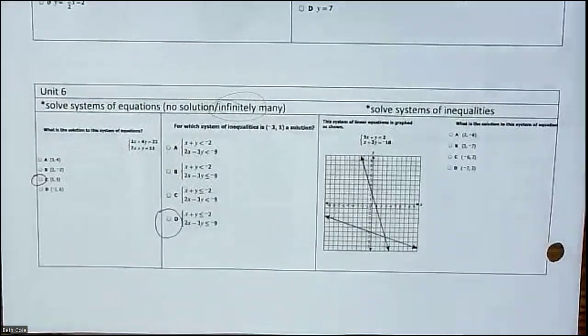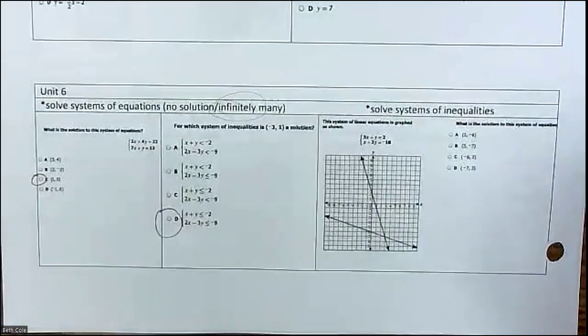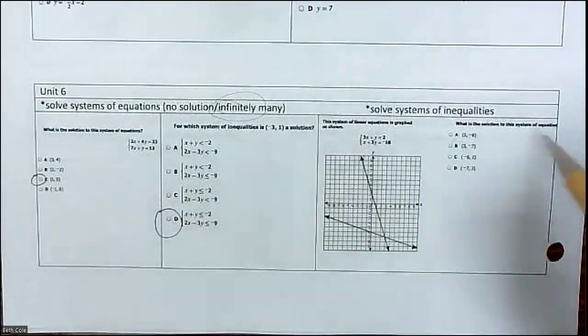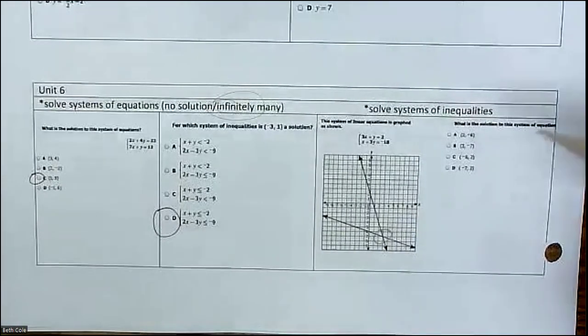All right, and then last one, you need to focus. You need to rally. This is our last day before you're gonna go take this. All right, what is the solution? Where is this intersection? Just count the little boxes to that point. X comma Y.